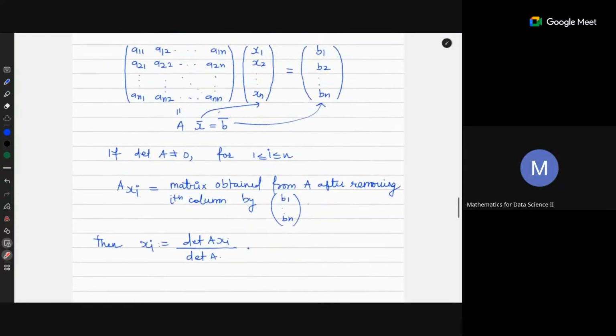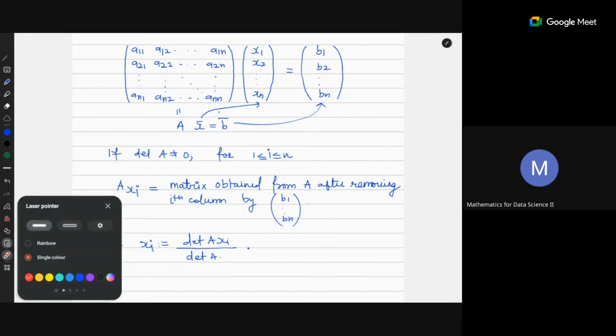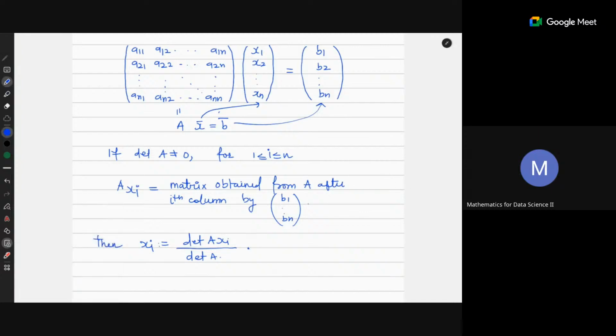Just one more question here. Of course, I have missed the initial part of the class. I hope my question is not out of syllabus. Sir, you have written A xi equal to the matrix obtained from A after removing the ith column by... Is it replacing or removing? Replacing. Sorry, yeah, it is replacing. Thanks for pointing it out.